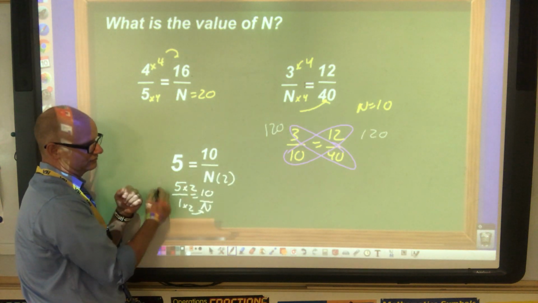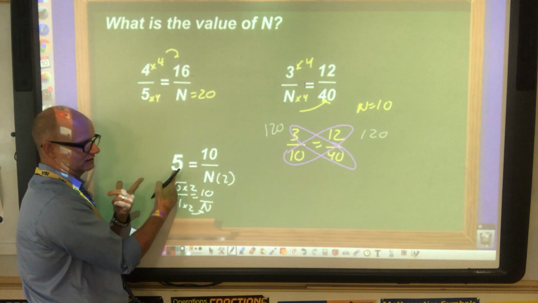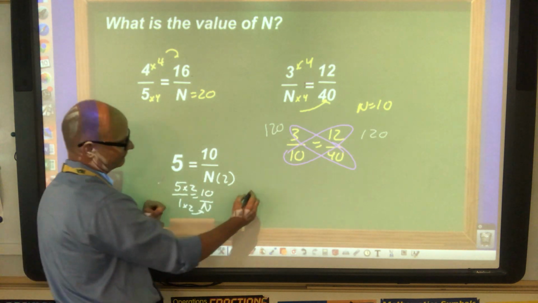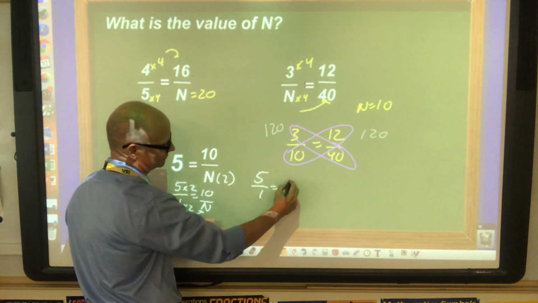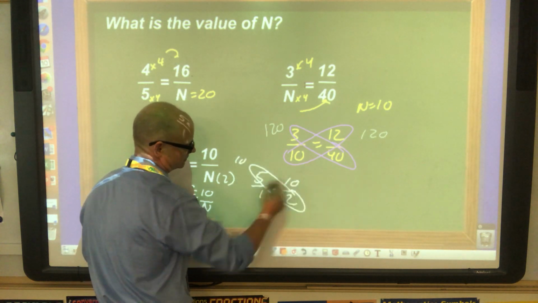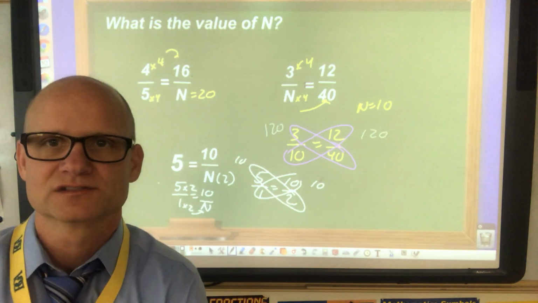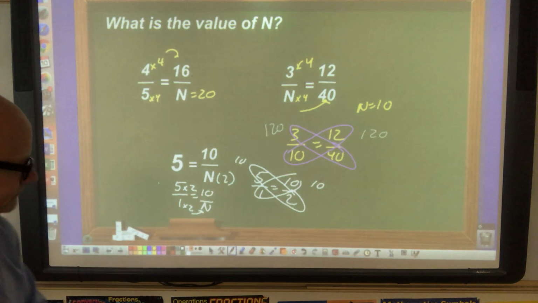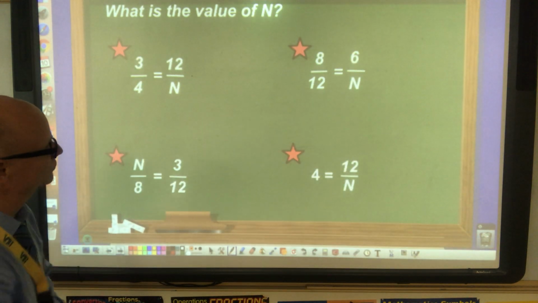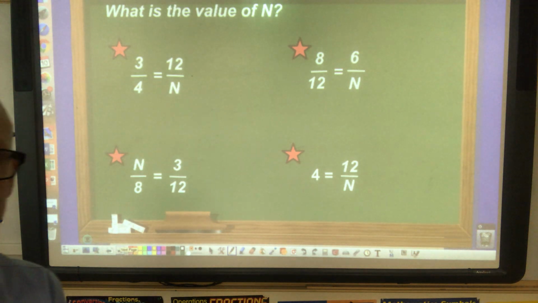Does that make sense? Well, this is a division problem. 10 divided by 2 is 5. So that works. Plus, you can do the butterfly as well. You're saying 5 over 1 equals 10 over 2. You can cross multiply. You get 10. You can cross multiply. You get 10. Okay? Questions? So, the last thing I want you to do in this quick little video tutorial is tell me what n equals in each of these problems.